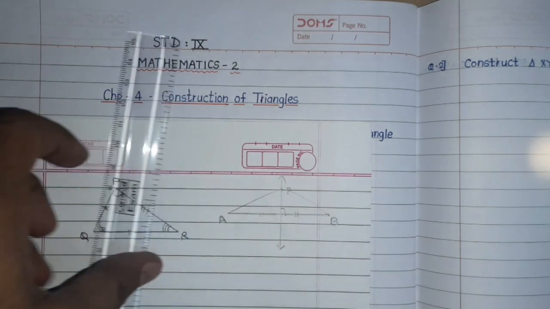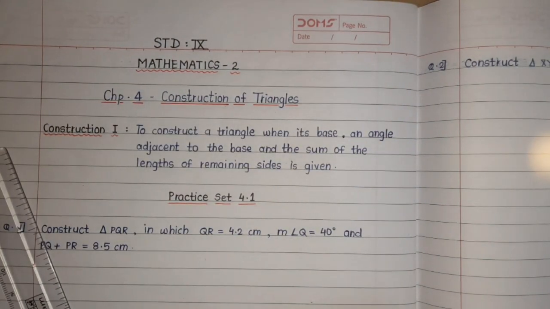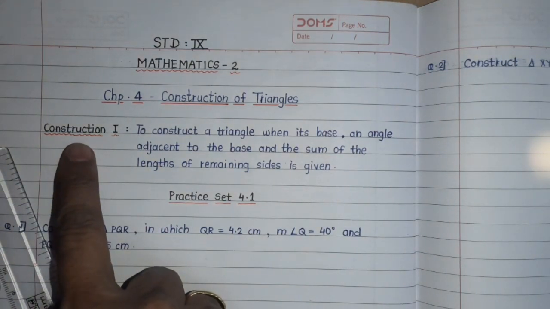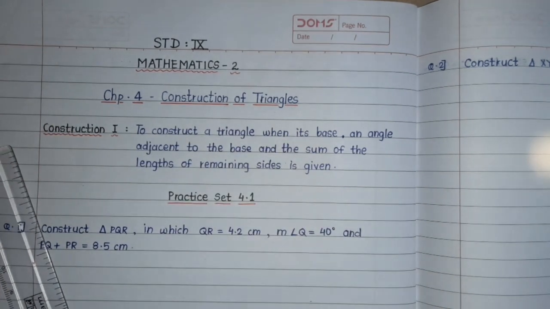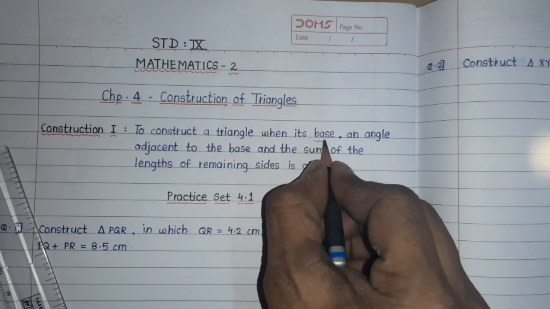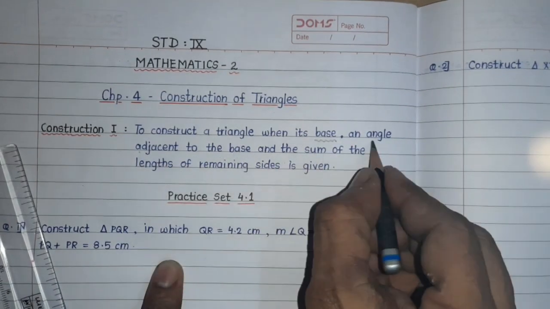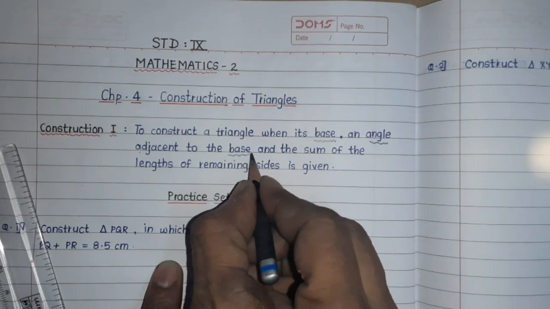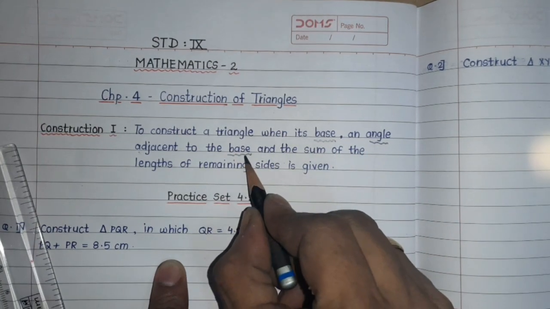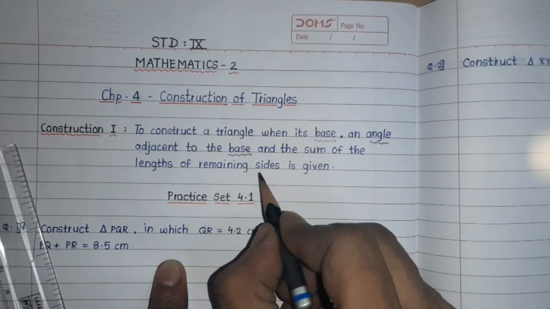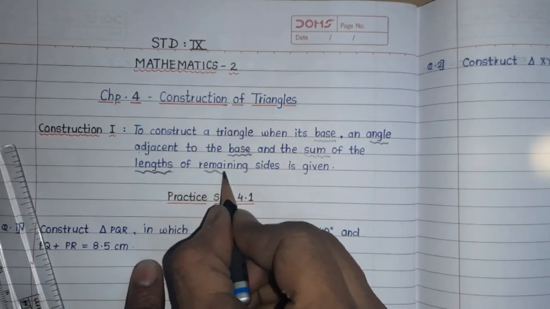Now, without wasting time, we have to go to the first type of construction of a triangle. Now see what is given. Construction 1: to construct a triangle when its base, an angle adjacent to the base, and the sum of the lengths of the remaining sides are given. See, the first condition, the base. Second condition, an angle adjacent to the base, and the sum of the lengths of the remaining sides is given.